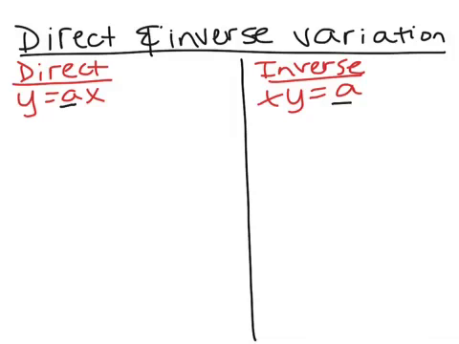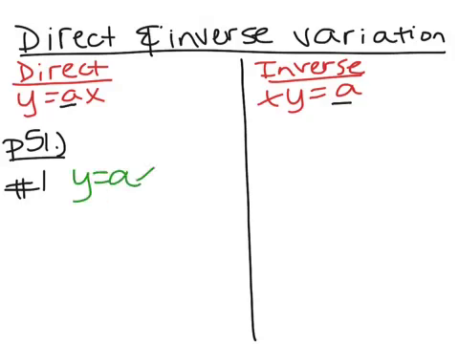Alright, so if you turn in your packet to page 51, we're going to take a look at number 1. Number 1 says, assume that y varies directly with x. So I know that means that I'm starting with the equation y equals ax. And then it says, if y is 24 when x is 3, find y when x is 4. So that means I have to find my constant of variation.